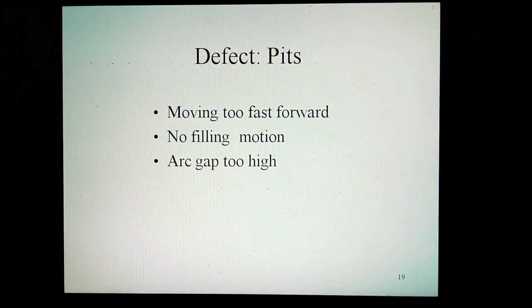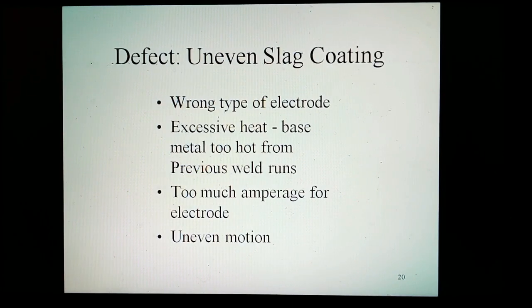A common defect is pits, which are formed due to moving too fast forward. There is no filling motion and the arc gap can be too high. Defect due to uneven slag coating. Wrong type of electrode might be used. Excessive heat is generated as the base metal is too hot from previous weld runs. Too much amperage for the electrode. Uneven motion of the electrode.